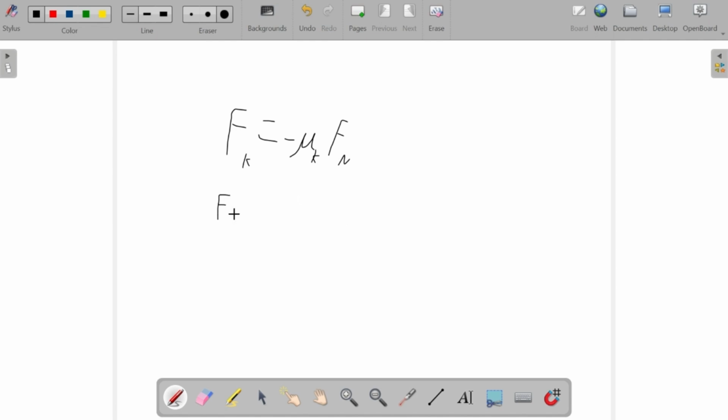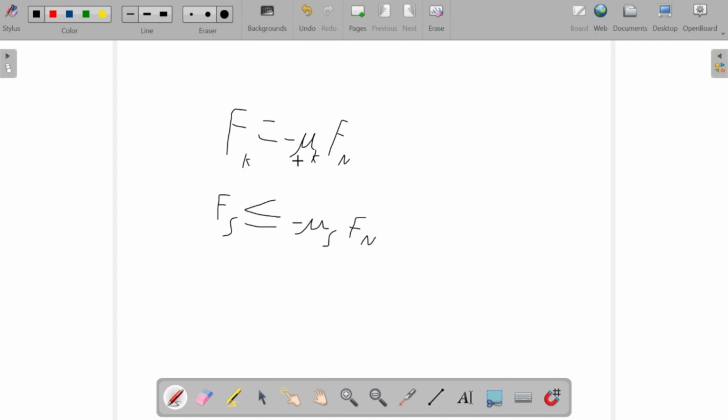And static friction is, actually there's no equal sign, it's less than or equal to negative mu s Fn. So kinetic friction is the friction between two moving objects. Static friction is the force that's preventing any motion from starting between two objects.